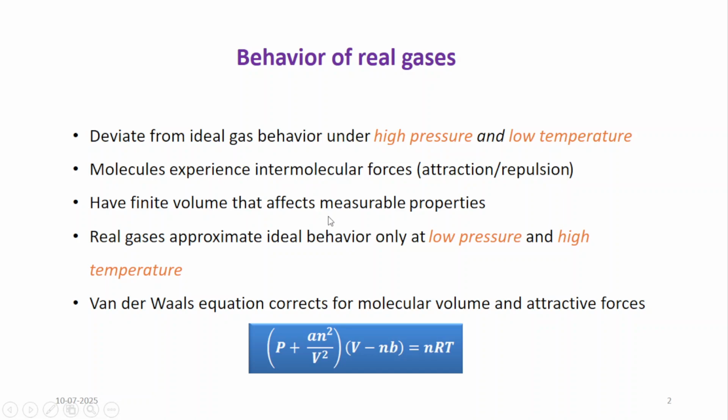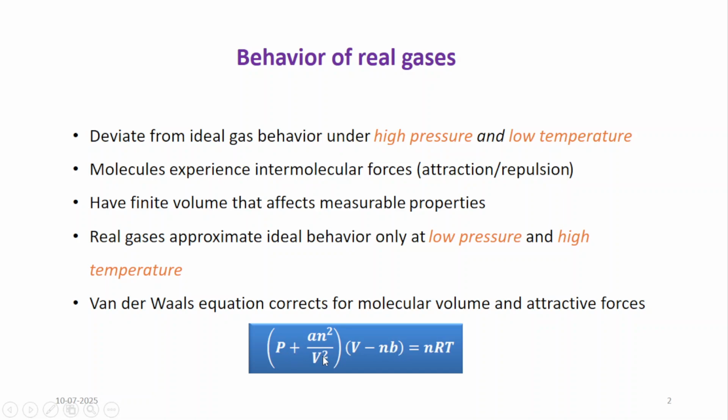They occupy certain volume, and they approximate ideal behavior only at low pressure and high temperature, because under this condition they are far away from each other, so the forces of attraction are negligible and their volume is also negligible, because the volume of the container comes into picture. And these real gases don't obey the ideal gas equation, which is PV equal to nRT. They obey the van der Waals equation with the correction terms a and b.